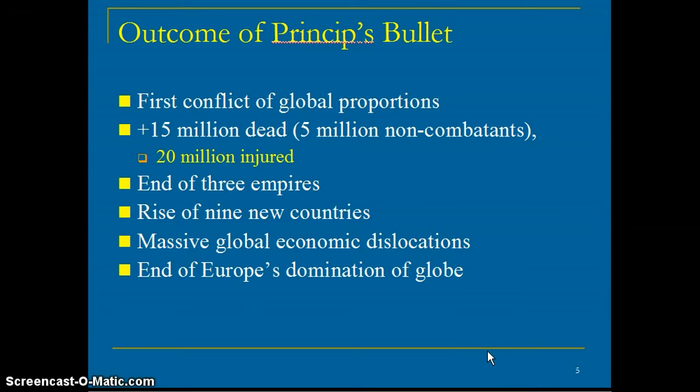Let's see. The outcome, so this is the same thing that we're going to get to in a second. The first global conflict of this massive proportion, over 15 million deaths, and that's on the conservative side. 20 million injured. The end of three empires, the rise of three nations, massive global economic dislocations. In other words, a big change in the economies of the world, and then a clear end, for the most part, of Europe's domination of the globe.